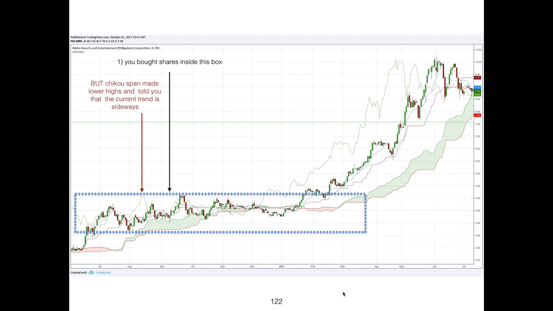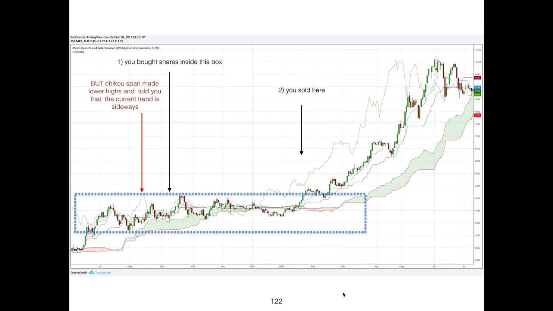But Chikou Span made lower highs and told you that the current trend is sideways. As you can see, Chikou Span had made lower highs. It trended downward and then went inside the price. So you know that no breakout is happening anytime soon because the Chikou Span went inside the prices.